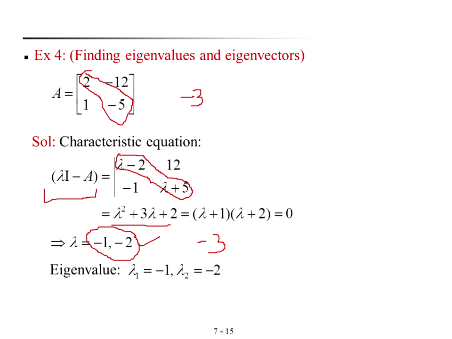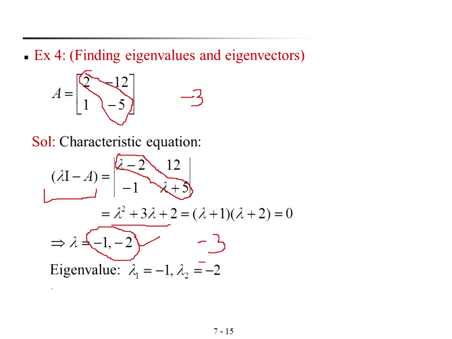So this is property number 2, which says that the trace of the matrix is equal to the sum of the eigenvalues. You can note it like this over here. It always happens. If it does not happen, then these are not the eigenvalues. Now we proceed further. We have two eigenvalues: lambda is equal to minus 1 and lambda is equal to minus 2.